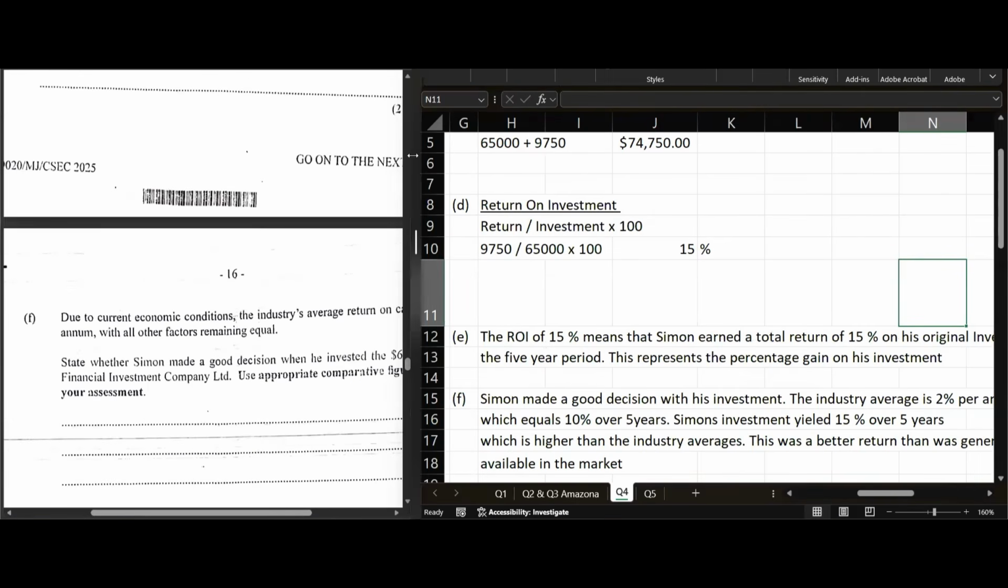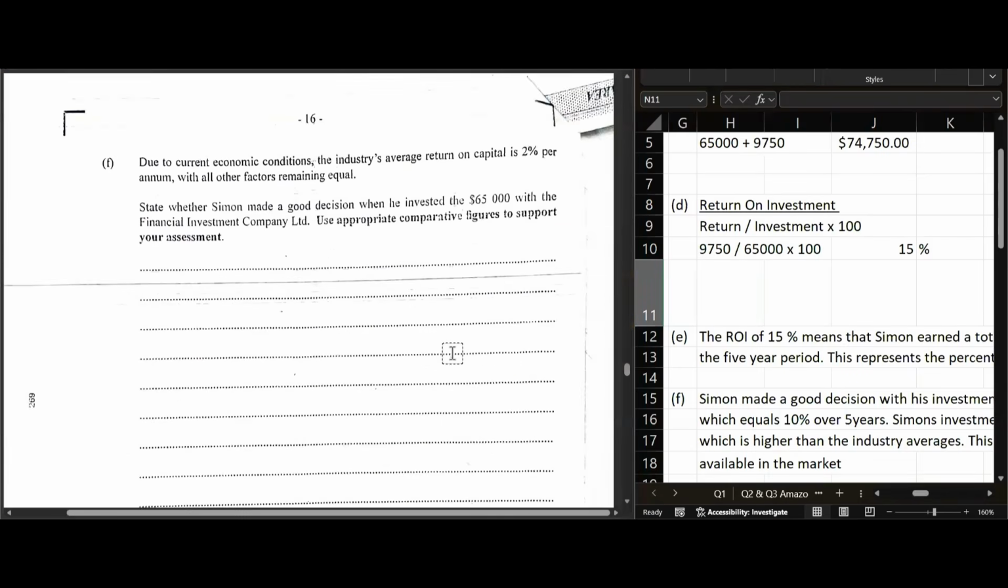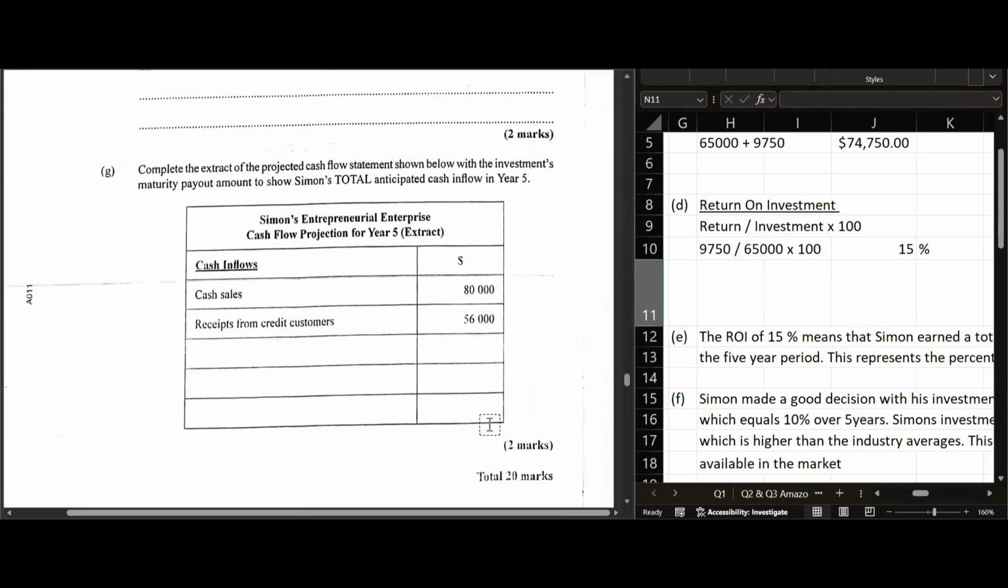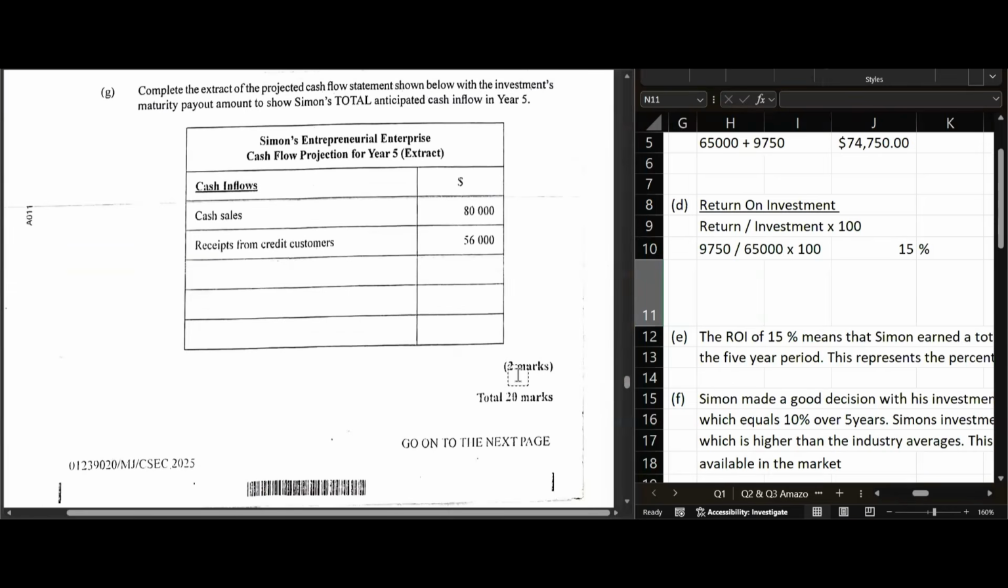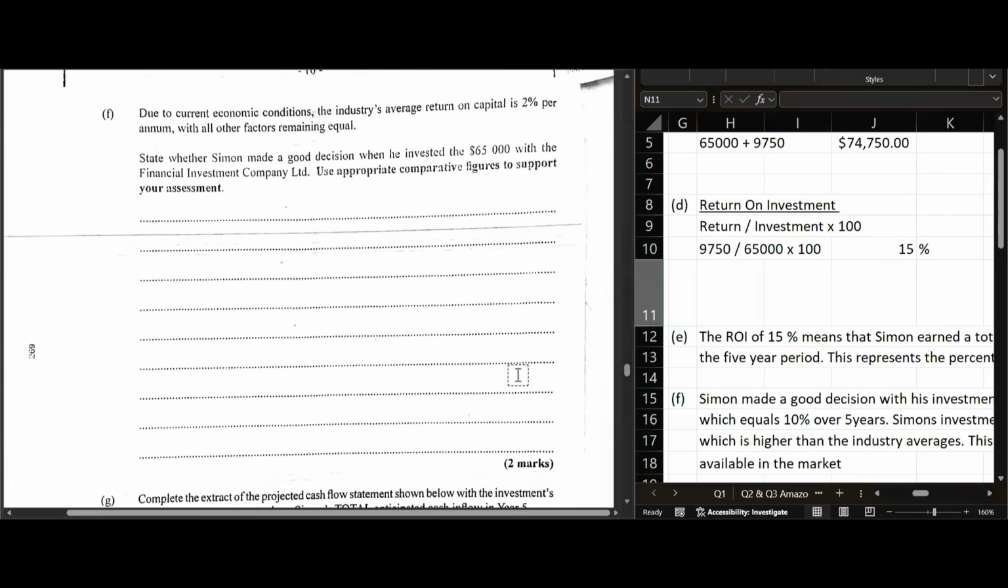Now coming down below, we just had one more theoretical part to answer for 2 marks, and then we had to do a little calculation below again for a final 2 marks. Let's deal with it. So guys, due to current economic conditions, the industry average return on capital is 2% per annum, with all other factors remaining equal. State whether Simon made a good decision when he invested the $65,000 with the financial investment company. Use comparative figures to support your assessment.